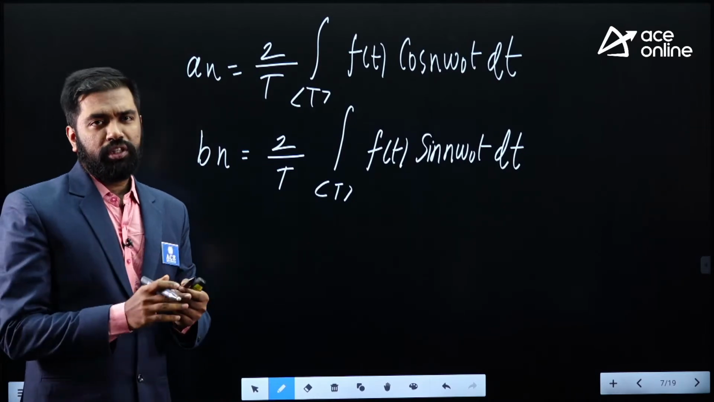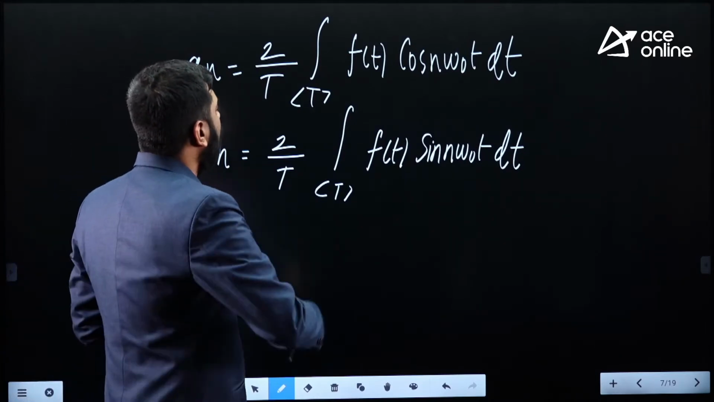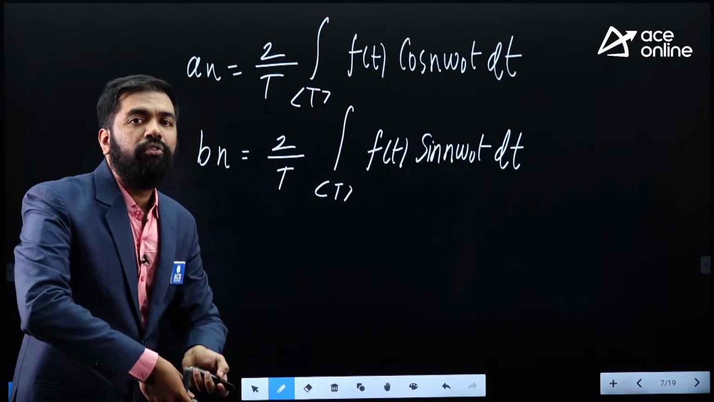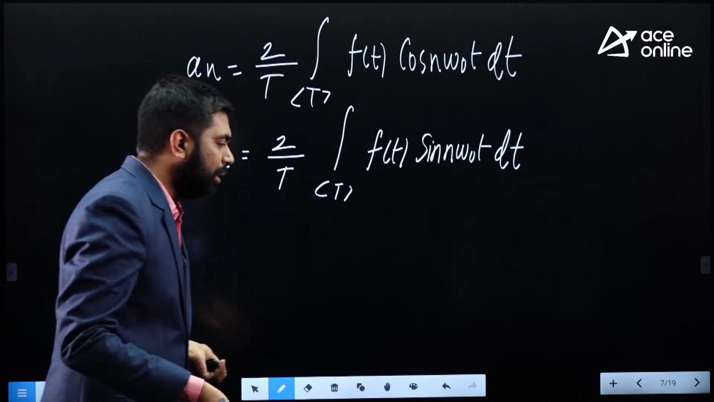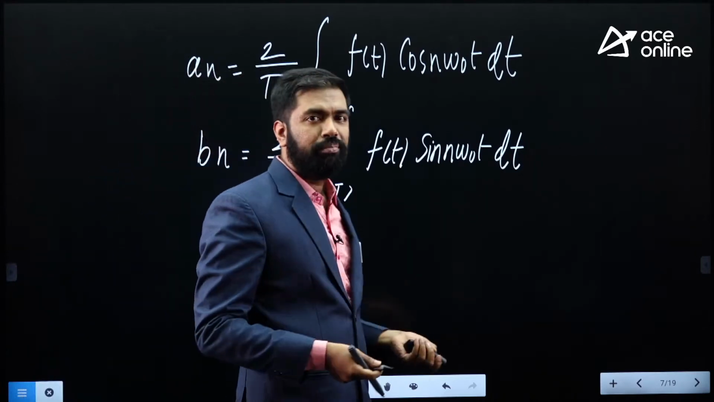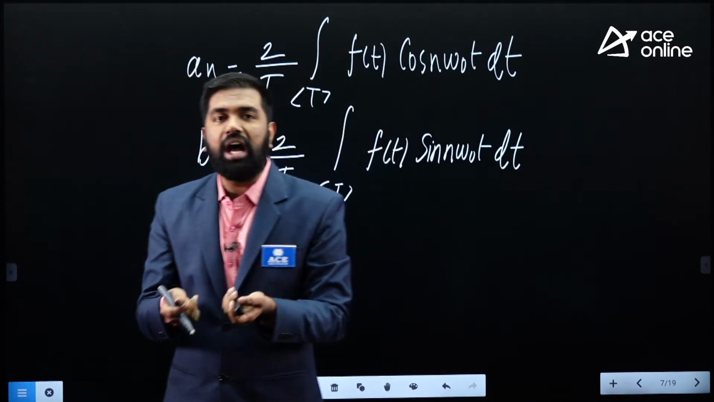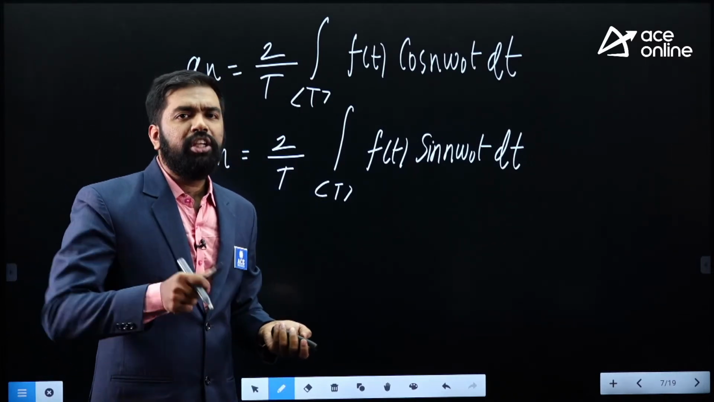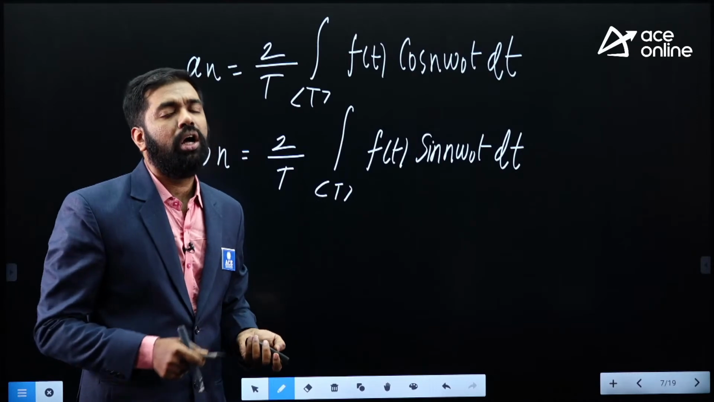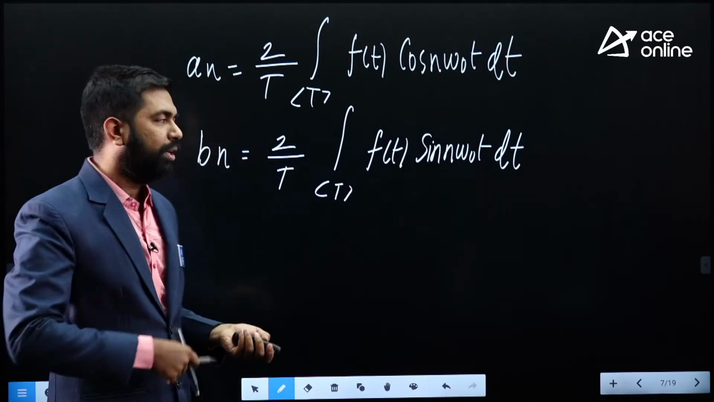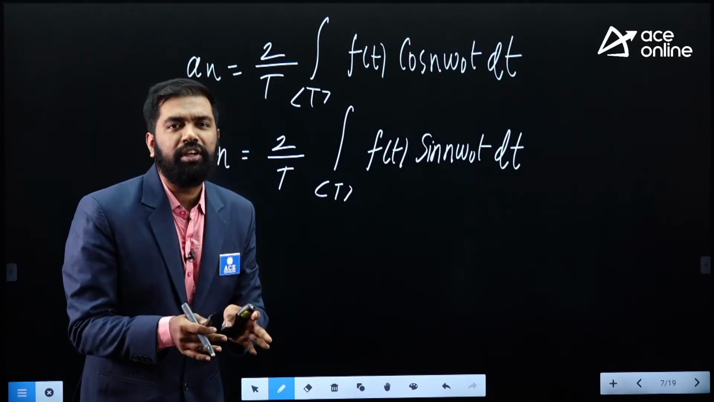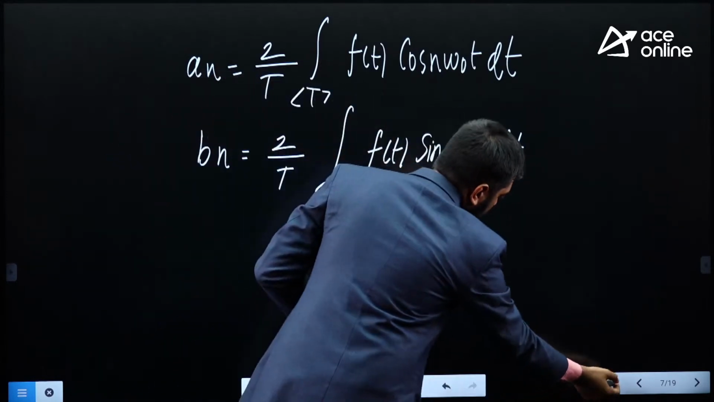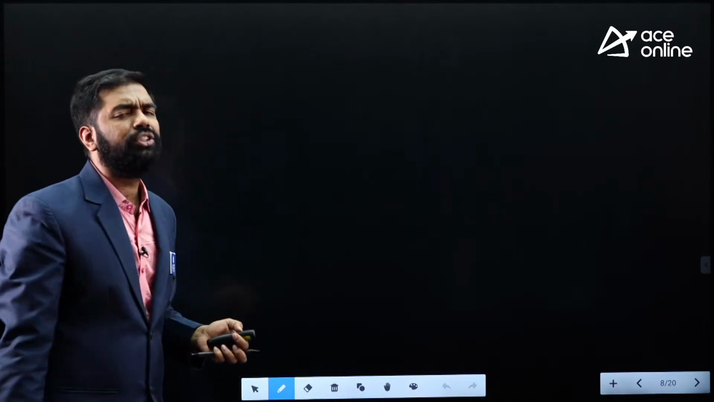Now what we are going to discuss is how effectively you can find A naught, An, Bn for various symmetries, like even symmetry, odd symmetry, and then half wave symmetry. From today's live lecture, I am very sure that you will know how to identify the symmetries. So my focus is on how to identify the symmetries.